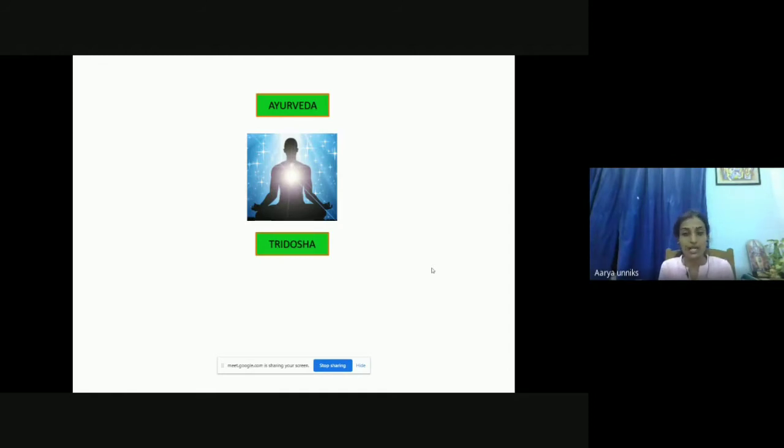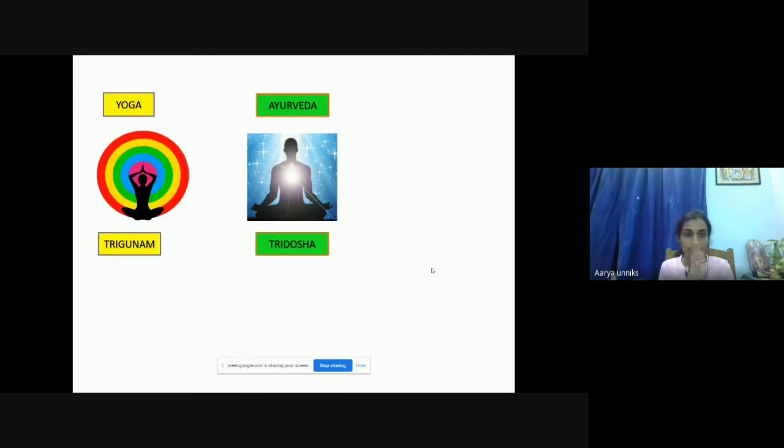But darshanas like Yoga view the sharira in a different way, as panchakoshas. There are five koshas that we are made up of. And this understanding is aided by the understanding of Trigunas. So Yoga Darshana views mind and body in a different way. They are different layers of the same Sharira. It is not that mind and body are separate. They are different layers. And Trigunas are the very basis of our existence.